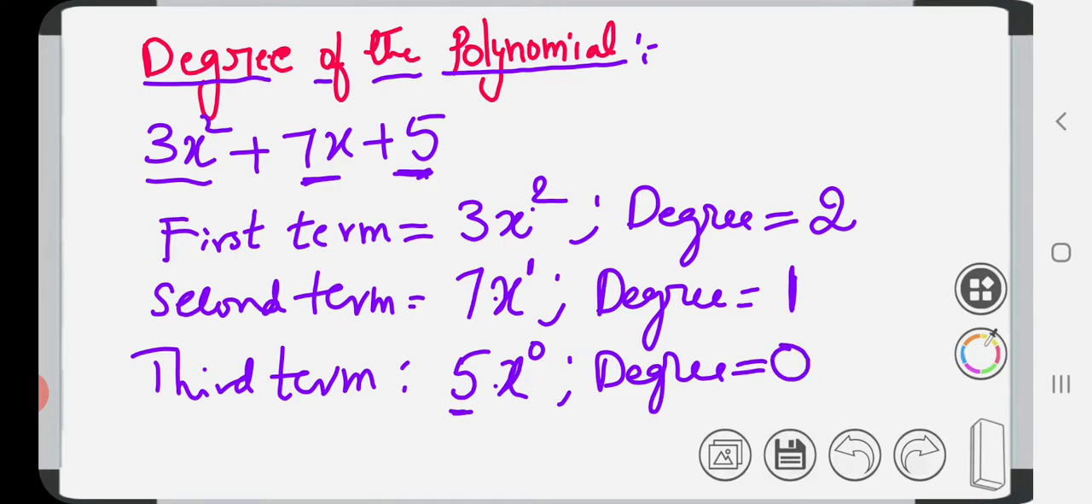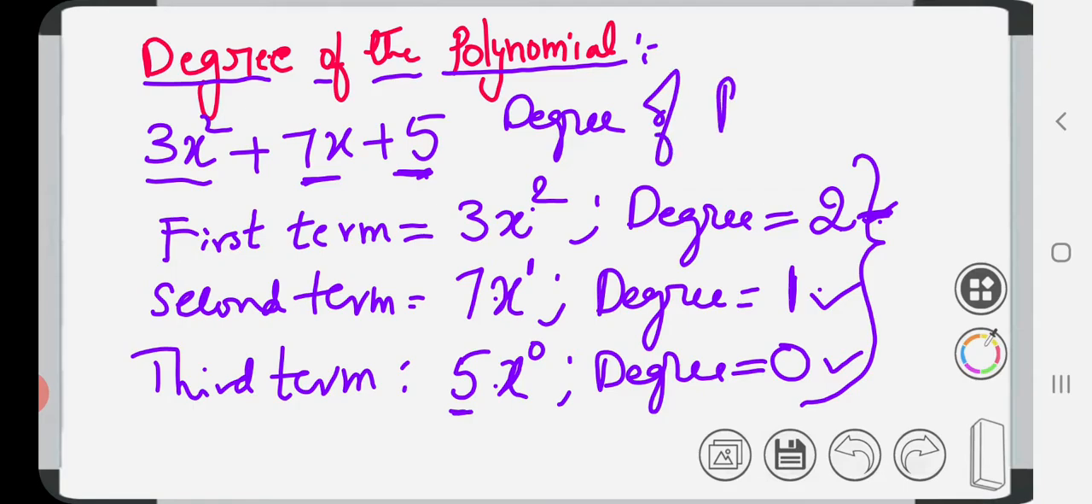Now, after writing each and every term's degree, the maximum degree becomes the degree of the polynomial. Here, the first term degree is 2, the second term degree is 1, the third term degree is 0. The maximum value is 2. Therefore, the degree of the given polynomial is the maximum value, that is 2. Okay.